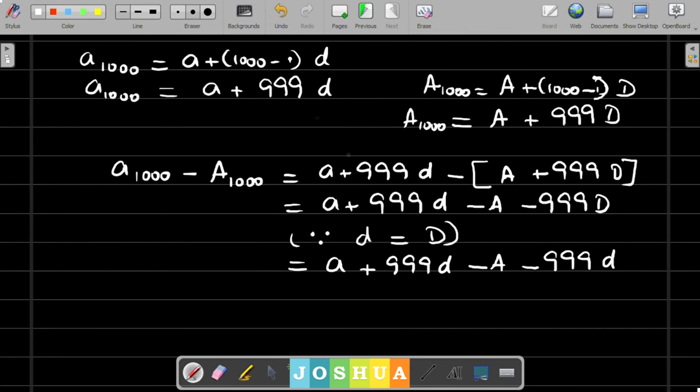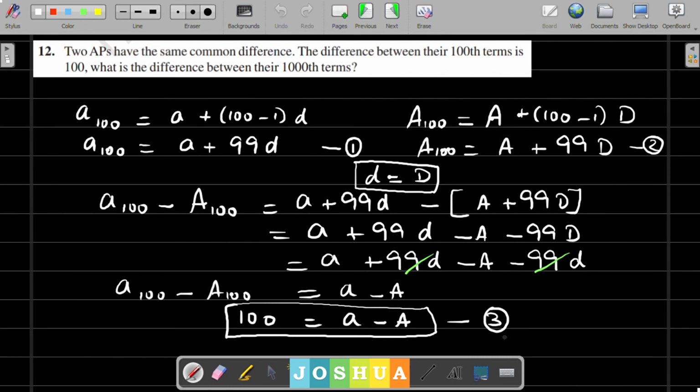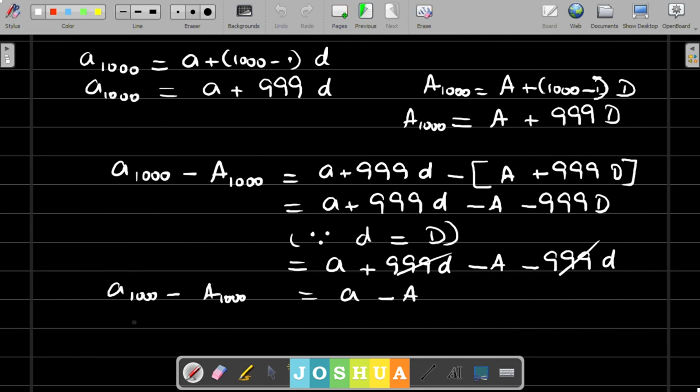So now both terms get cancelled. This and the other thing got cancelled. Finally, we have this one, a minus capital A. So what is a minus capital A? a1000 minus capital A1000 is equal to a minus A. Now, comparing with the previous one we found, equation 3, small a minus capital A equals 100. That is the third equation we found.